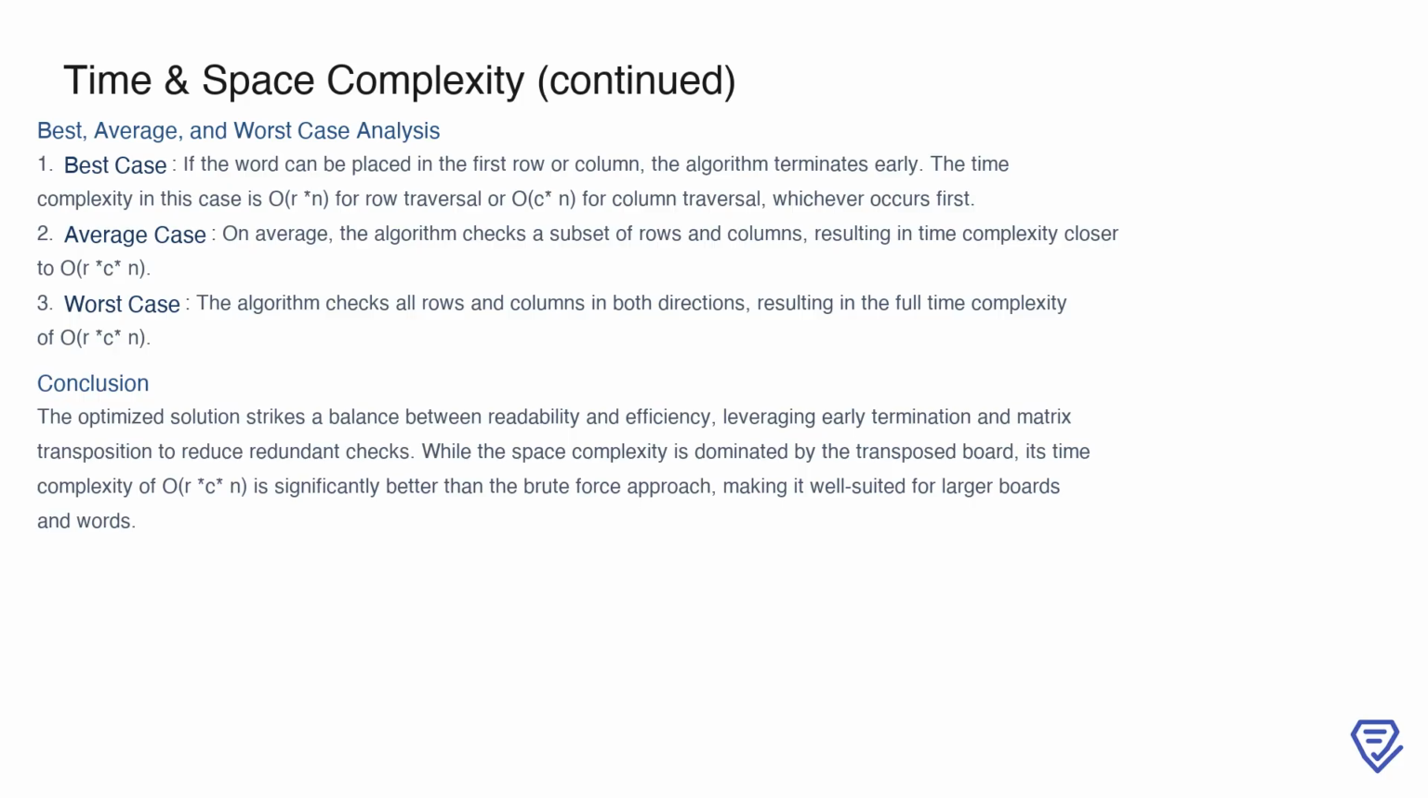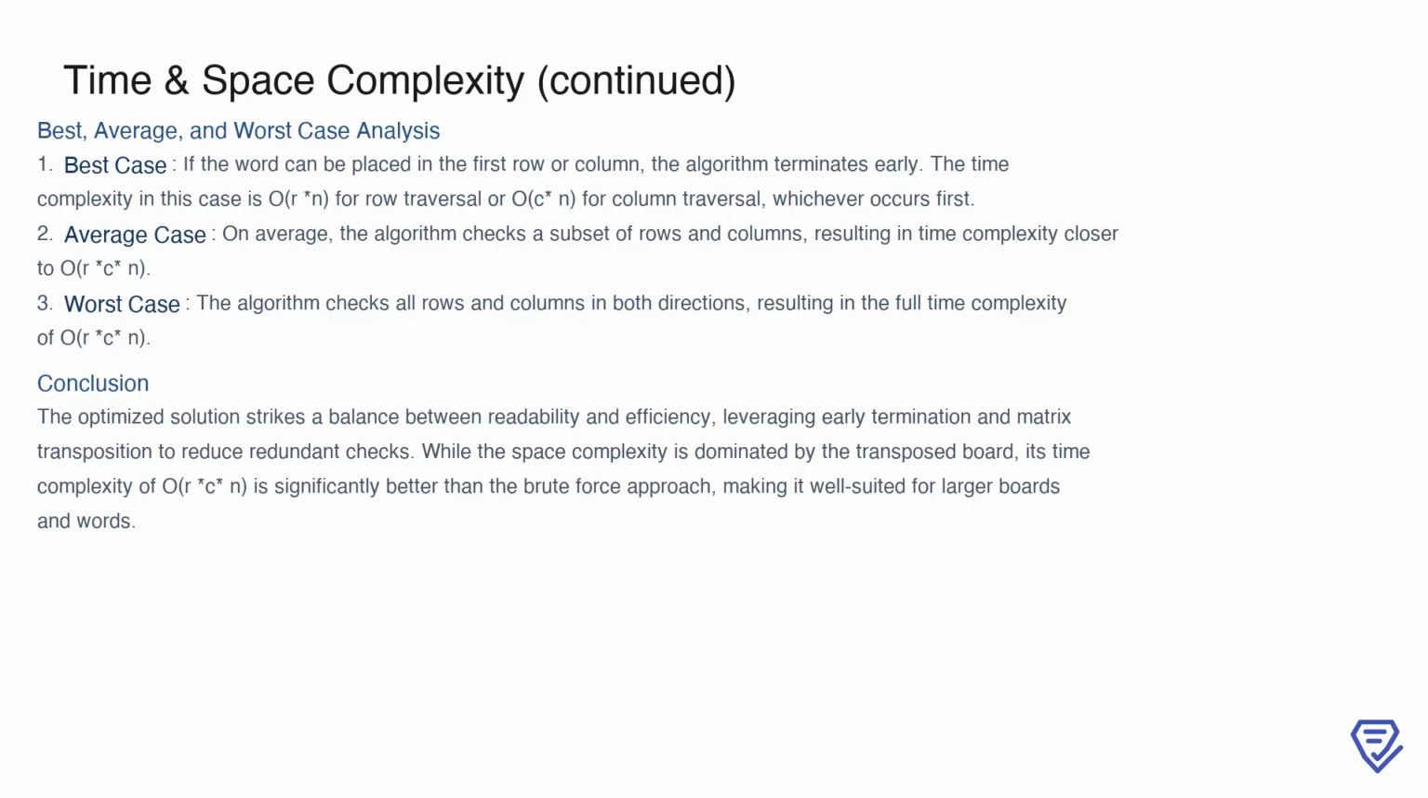In the best case, the word can be placed in the very first row or column, allowing the algorithm to terminate early. Here, the time complexity is O(R * N) for row traversal or O(C * N) for column traversal, depending on where the word is found. On average, the algorithm checks a subset of rows and columns, leading to a time complexity closer to O(R * C * N). In the worst case, all rows and columns need to be checked in both directions, resulting in the full time complexity of O(R * C * N).